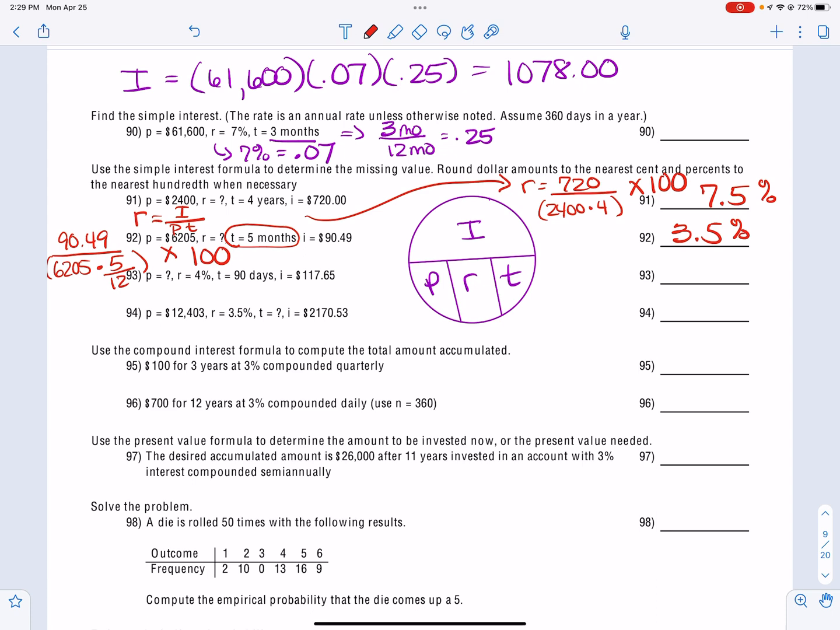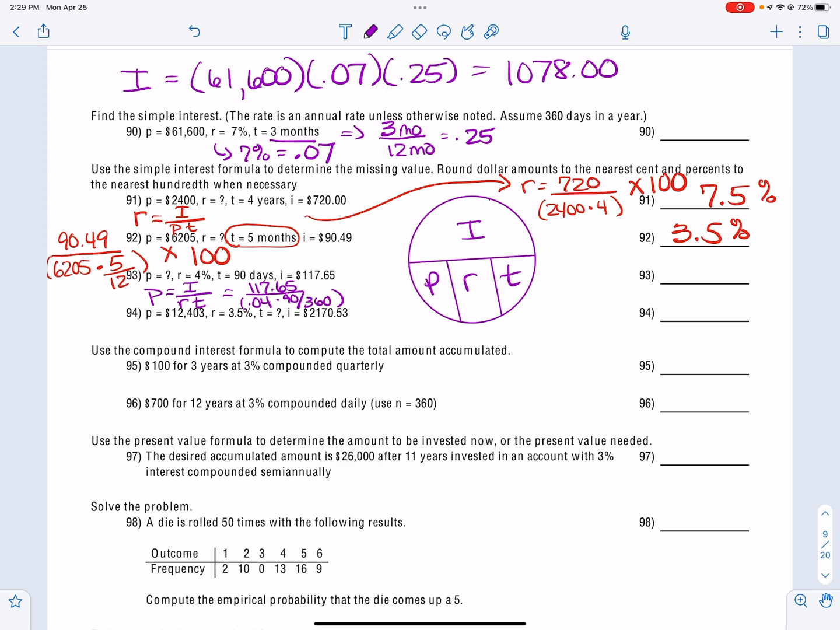Now, number 93, we are looking for the principal. So for the principal, you are going to have the principal is your interest divided by your rate as a decimal and your time in years. So I'm going to take $117.65. I'm going to divide it by 0.04, which is my 4% as a decimal, times 90 divided by 360.